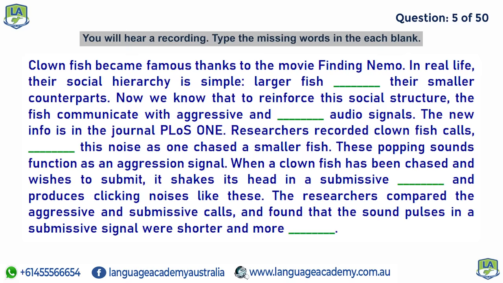Researchers recorded clownfish calls, capturing this noise as one chased a smaller fish. These popping sounds function as an aggression signal. When a clownfish has been chased and wishes to submit, it shakes its head in a submissive gesture and produces clicking noises like these. The researchers compared the aggressive and submissive calls and found that the sound pulses in a submissive signal were shorter and more high-pitched.